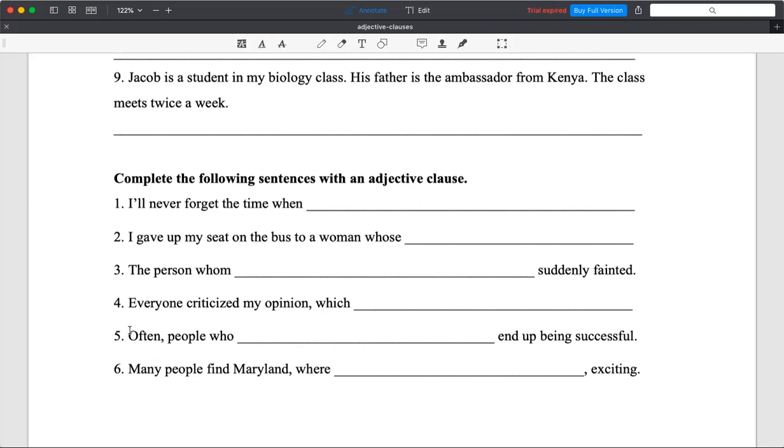Lucas, often people who make mistakes end up being successful. Very good sentence and very true, Lucas, good work. Thank you, very good sentence. People who make mistakes end up being successful. Yes, because whenever we make a mistake, we never know.